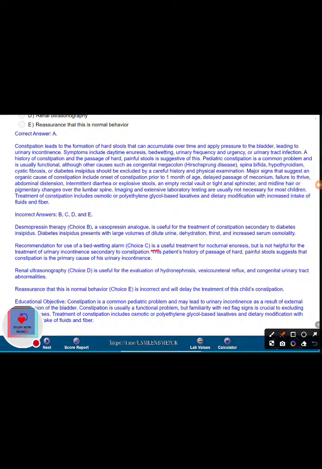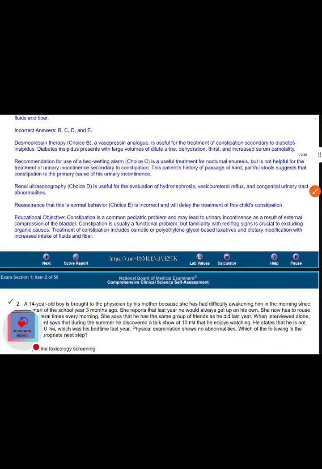A bedwetting alarm is a useful treatment for nocturnal enuresis, but it is not helpful for urinary incontinence secondary to constipation. The patient's history of passage of hard, painful stool suggests that constipation is the primary cause of urinary incontinence. Renal ultrasonography is useful for the evaluation of hydronephrosis, vesicoureteral reflux, and congenital urinary tract abnormalities.